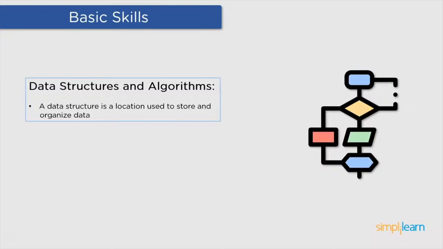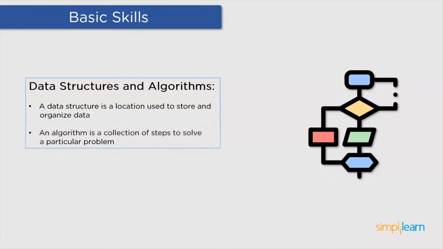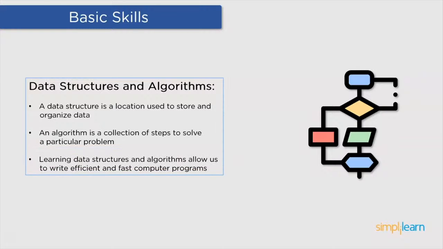So followed by GitHub, the next important thing we have is data structures and algorithms. A data structure is the location used to store and organize data. An algorithm is a collection of steps to solve a particular problem. Learning data structures and algorithms allows us to write efficient and fast computer programs.